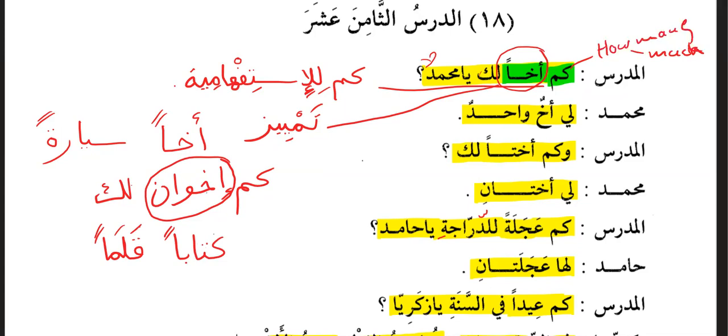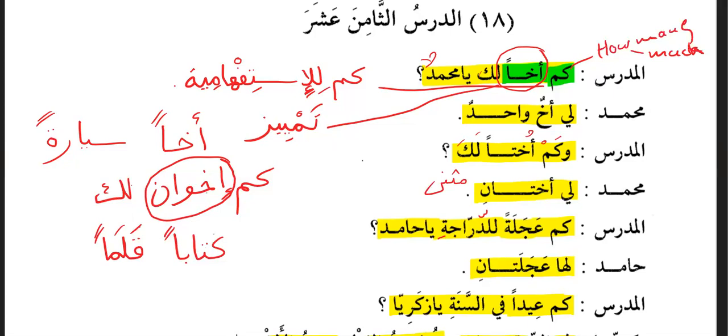طيب, so he says, وكم أختن لك. نعم. وكم أختن لك, and how many sisters do you have? He says لي أختاني. نعم. So here we have the jewel مثنى. نعم لي أختاني مثنى. I have two sisters.